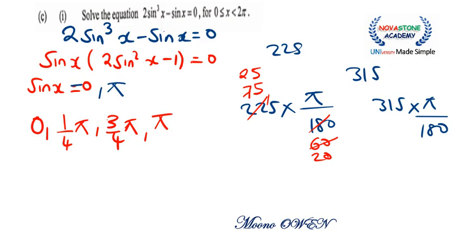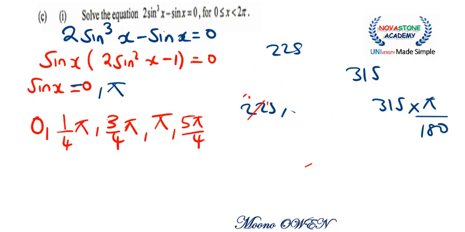Now we're just going to divide by 5. So 5 into 20, that is 4. 5 into 25, that is 5. So another solution that we have is 5 pi over 4. Now let's come to the other side. You don't have a calculator in the exam, so you're supposed to be doing this manually.